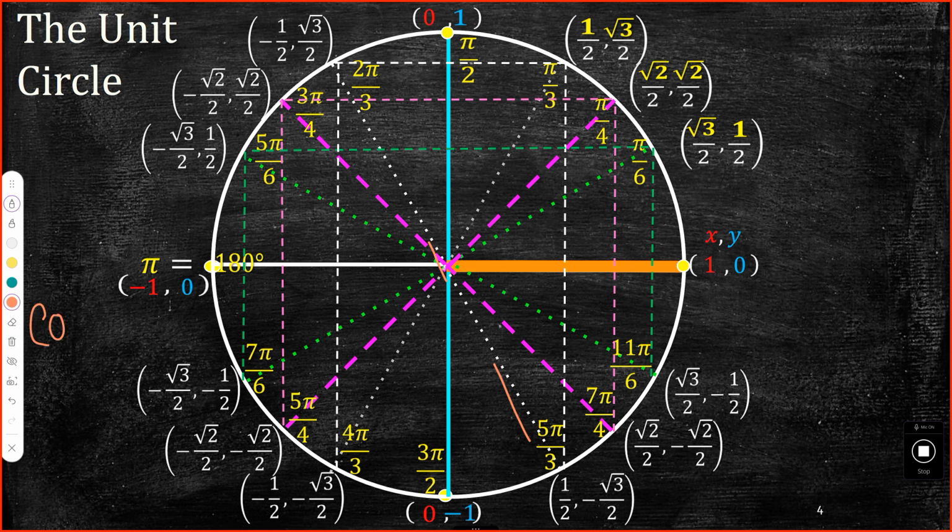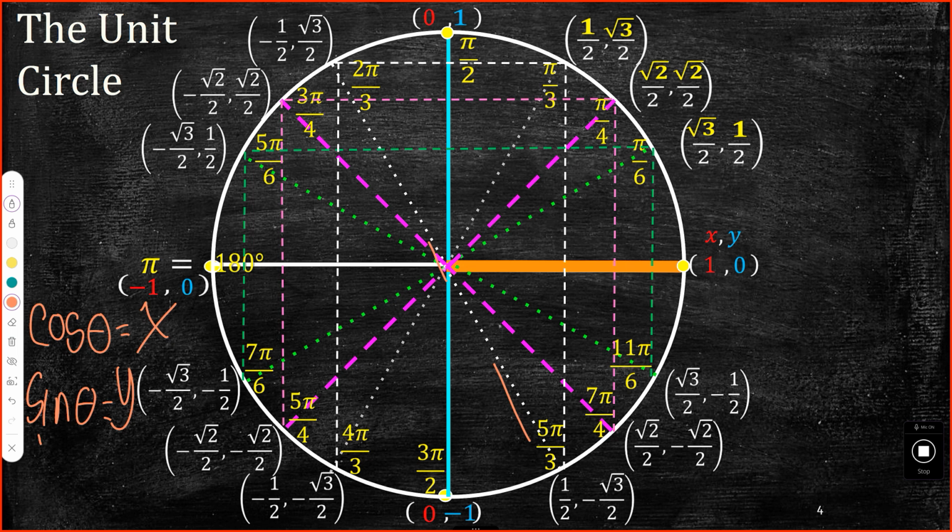Cosine of a given angle will be the x value on the unit circle. The sine of an angle will be the y value on the unit circle. And I'm not even going to do tangent. Tangent is y over x. Cosine, I said cosine, what was my question? What did I ask you?